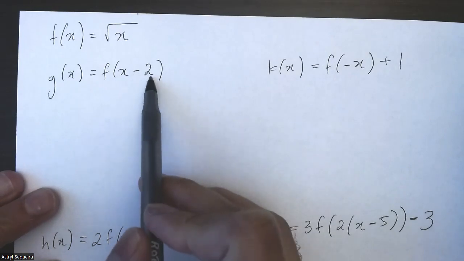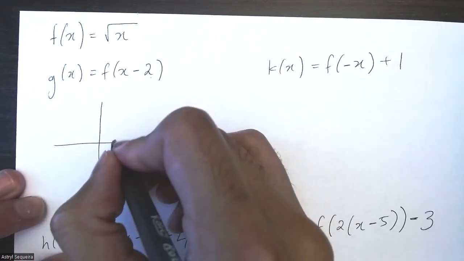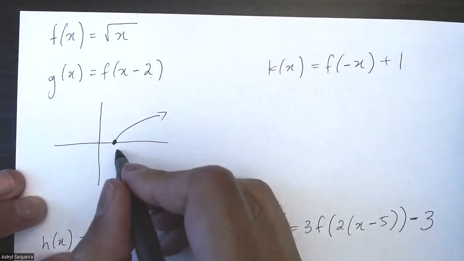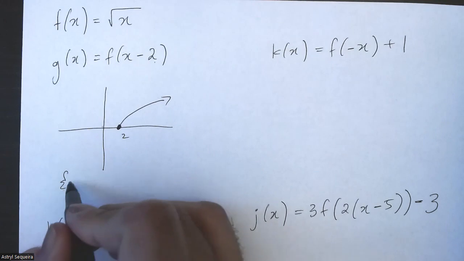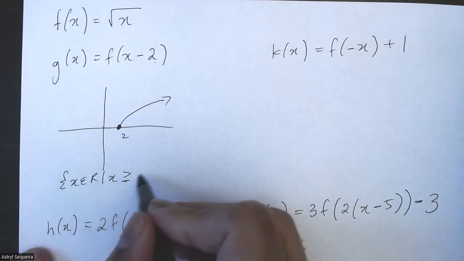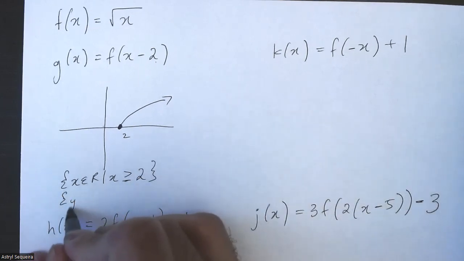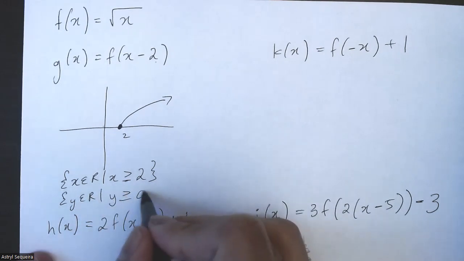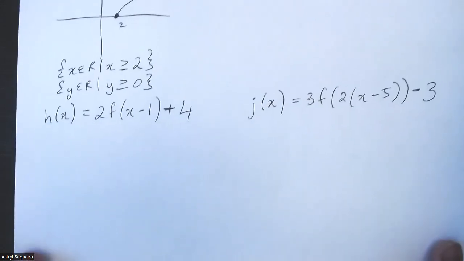This transformation is just 2 units to the right. So my function is just going to look like this because from the origin, I've just transferred the point 2 units to the right. So my domain is going to change now as all real numbers such that x is greater than or equal to positive 2. My range has not changed because my minimum y value is still 0, so y is just greater than or equal to 0.